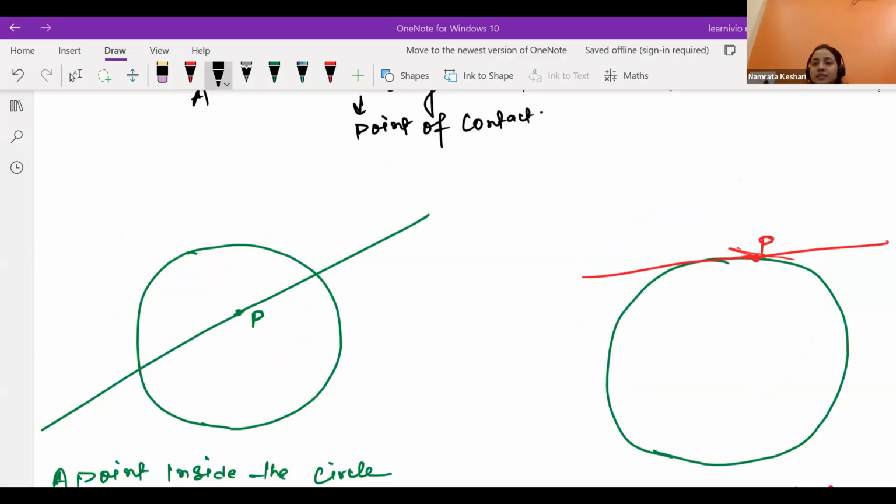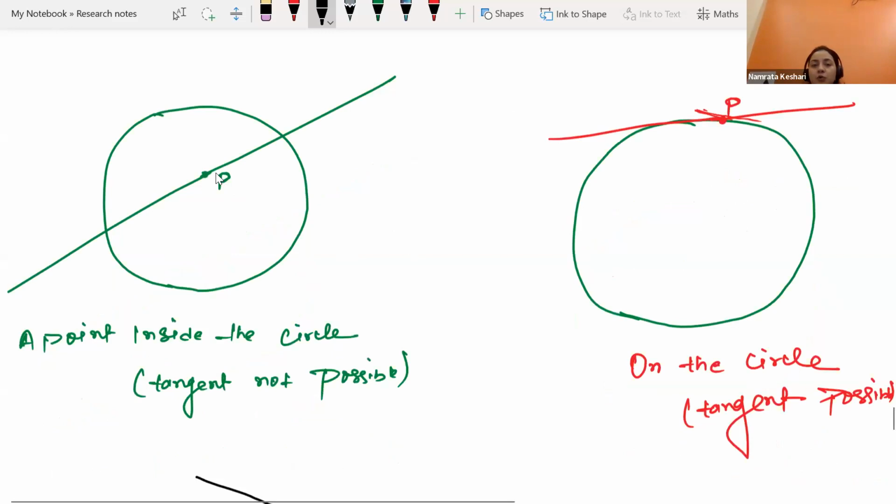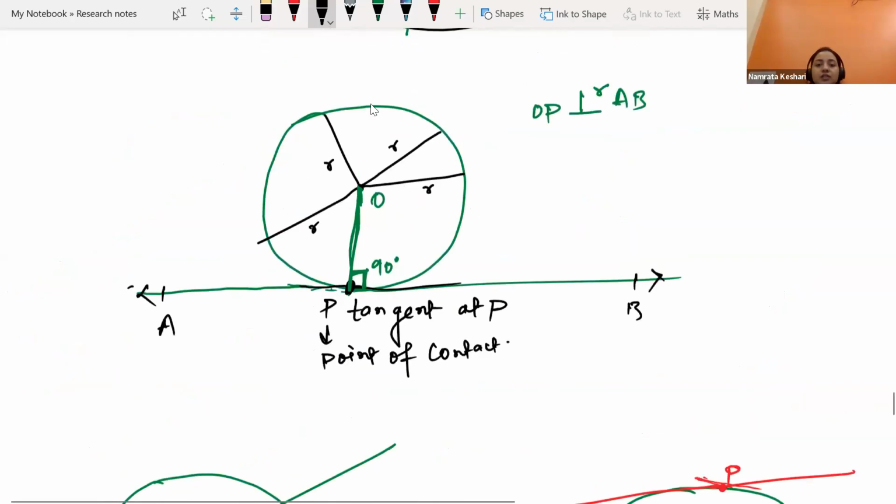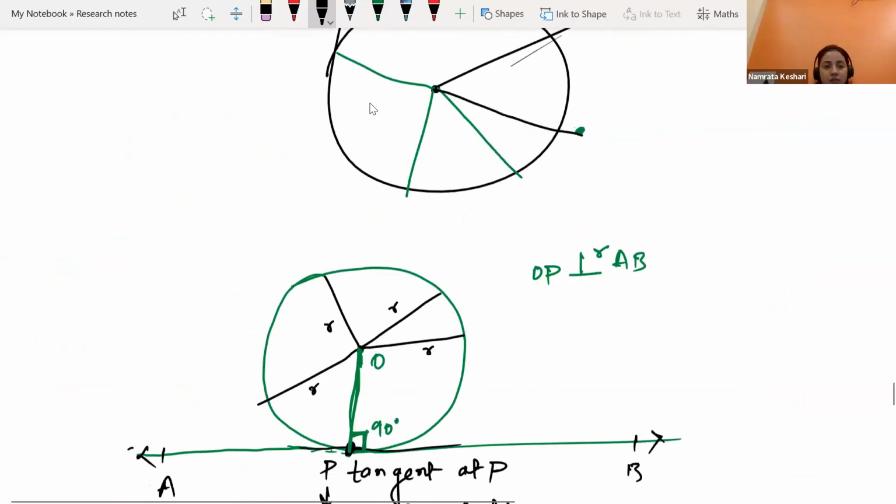Yes, see, this is what I am explaining. If we have a circle and there is a point P inside the circle, then through that point we cannot draw any tangent. Do you understand what that means? Tangent means what? Do you have any idea about tangent? Yes or no? No? Okay. So I was just now explaining that tangent means, suppose you have a circle.